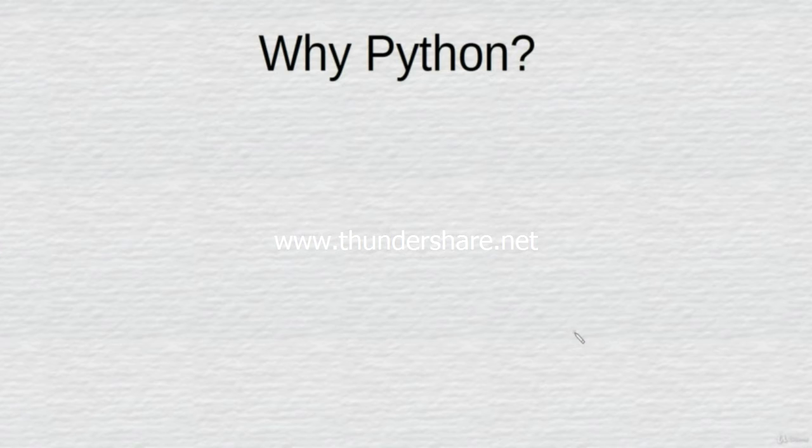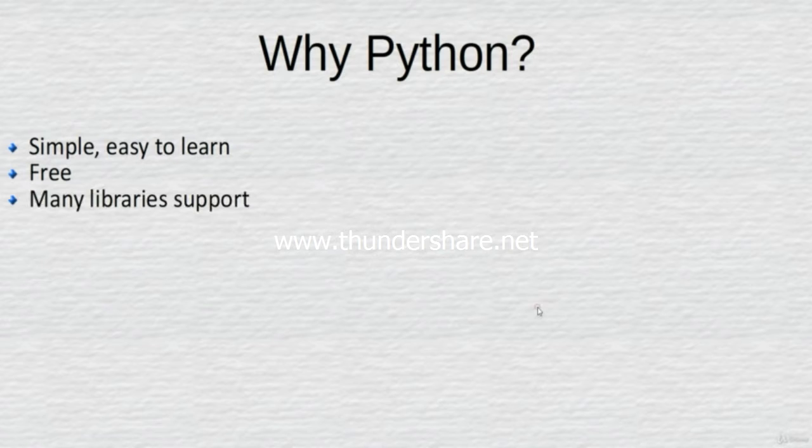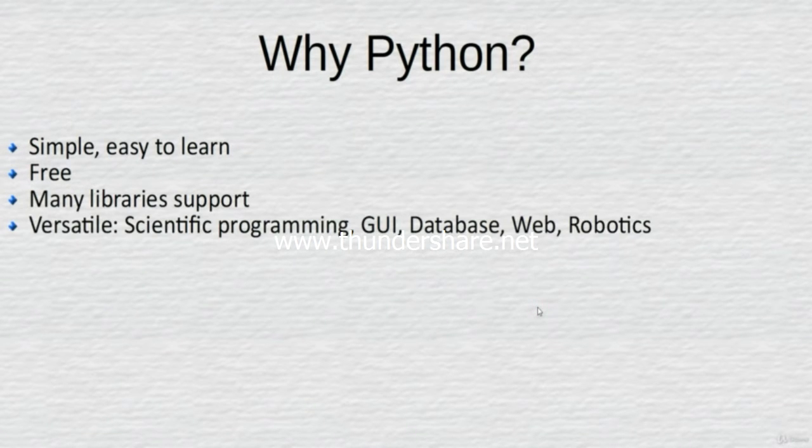Now, why Python? Well, we choose Python for high school students because it's simple. Compared to other languages, it's relatively easy to learn. It's also free. It has many library supports. It's versatile, like I said. Python is a general programming language. It can do many things, from scientific computing to programming robots.